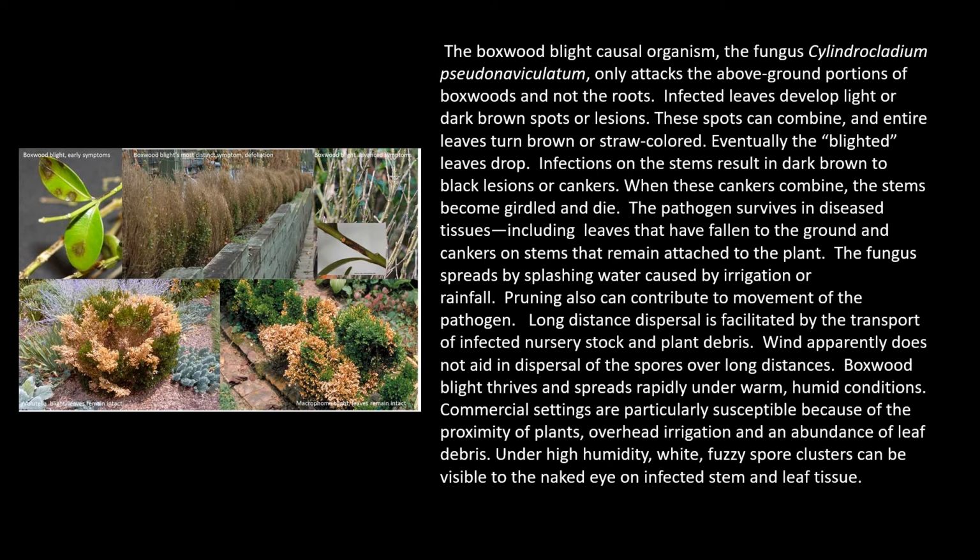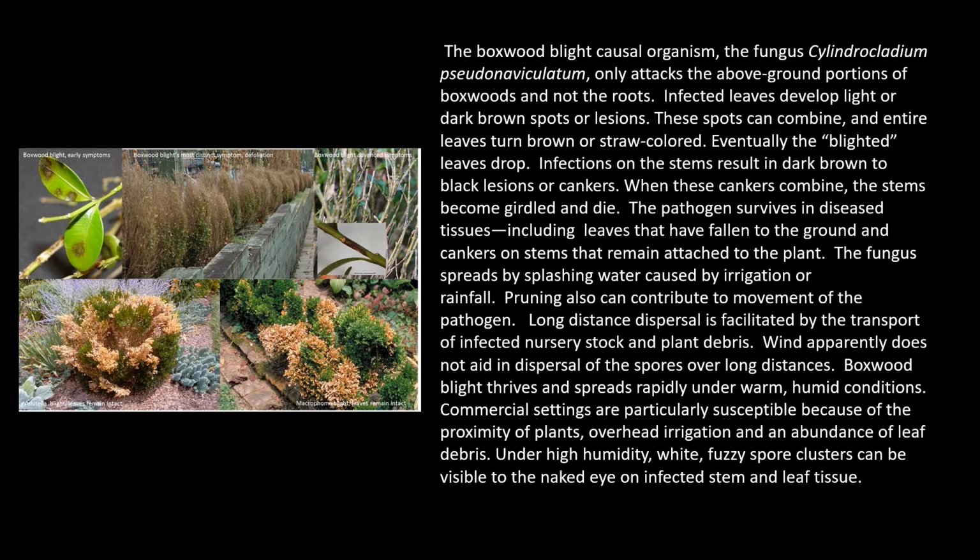The pathogen survives in diseased tissues, including leaves that have fallen to the ground and cankers on stems that remain attached to the plant. The fungus spreads by splashing water caused by irrigation or rainfall. Pruning also can contribute to movement of the pathogen. Long distance dispersal is facilitated by the transport of infected nursery stock and plant debris. Wind apparently does not aid in dispersal of the spores over long distances.